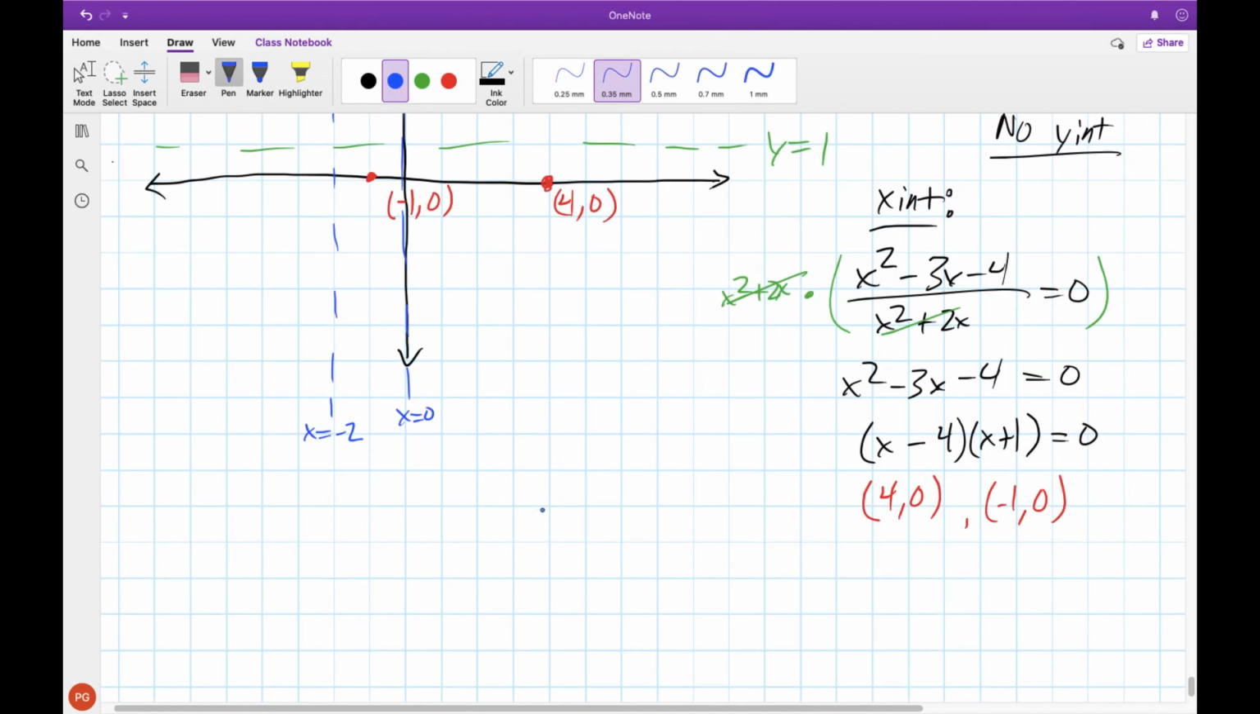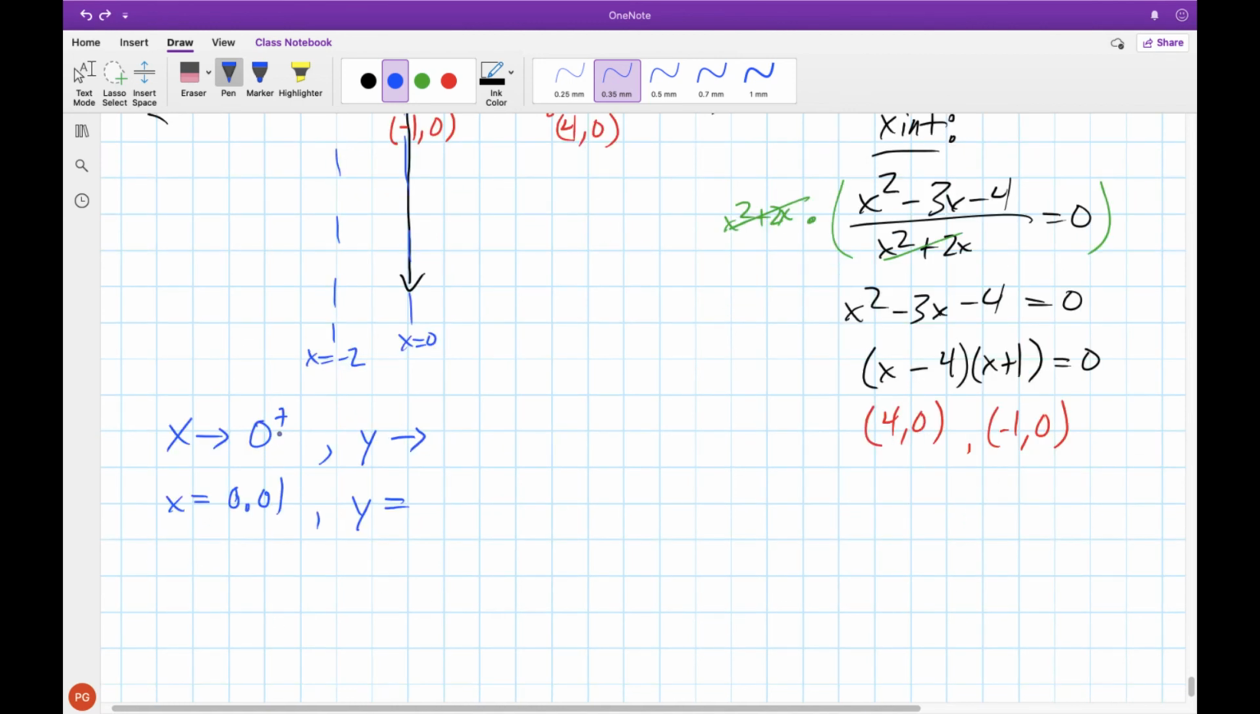Finally, we need to figure out what happens near our asymptotes. Let's start with x equals 0. When we look at our asymptote at x equals 0 on the right side, pick some number just to the right of 0, like 0.01, and we'll get a y value of -200. That tells us y is going off to negative infinity. If we do the same thing on the left here, pick a small negative number like -0.01, we end up with a large y value, so y is going off to positive infinity.